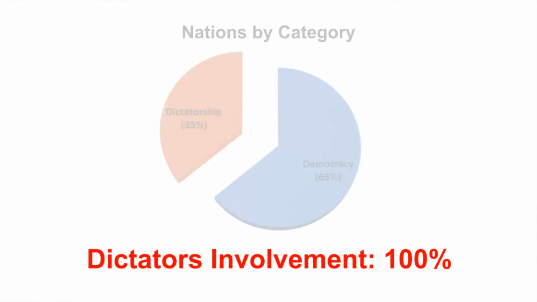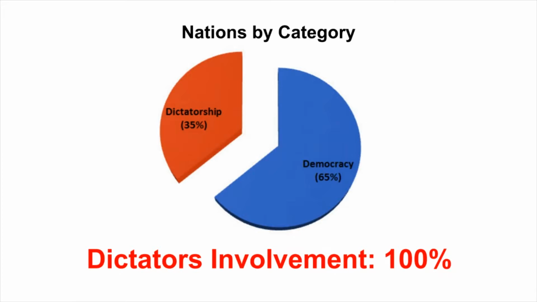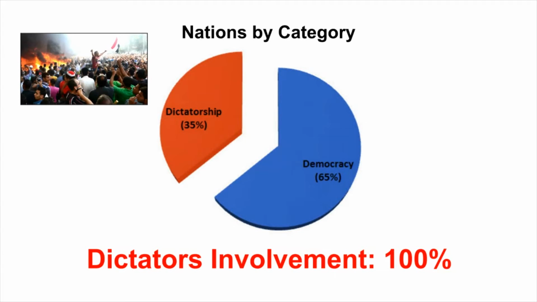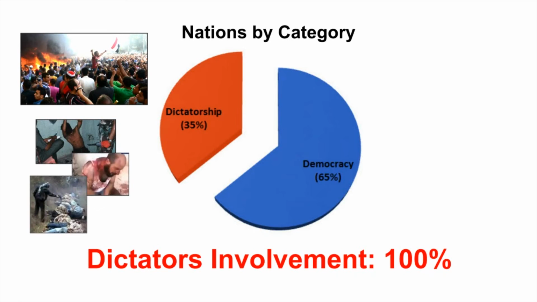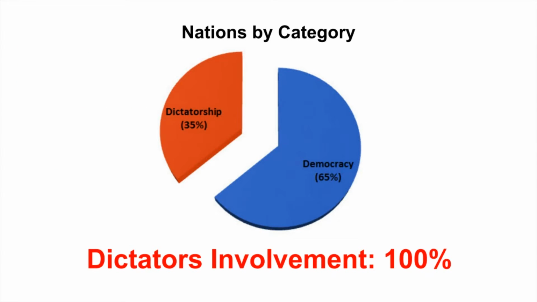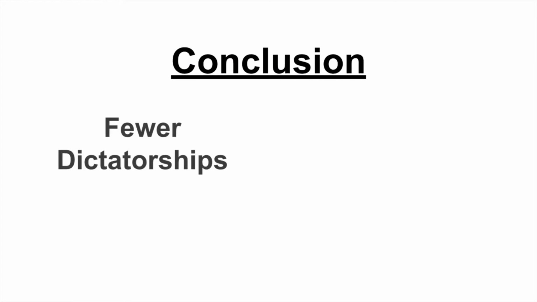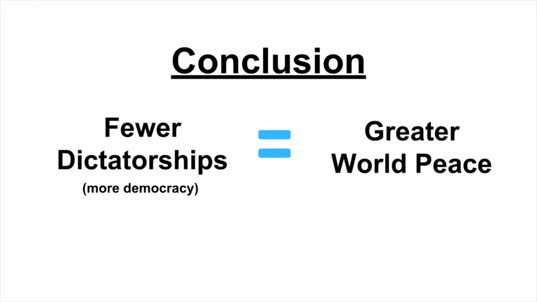But hold on, only about 1/3 of all nations are dictatorships. Why are dictators so overly represented? We could speculate that dictators have revolutions instead of elections, or that dictators have such little regard for the rule of law. But for our purposes, we don't need to know why. We just need to know that it's true, and that dictatorship is the common thread. The obvious conclusion is that fewer dictatorships, i.e. more democracy, equals greater world peace.